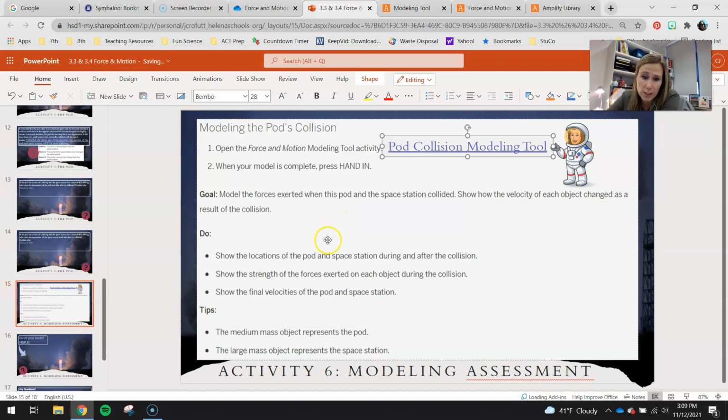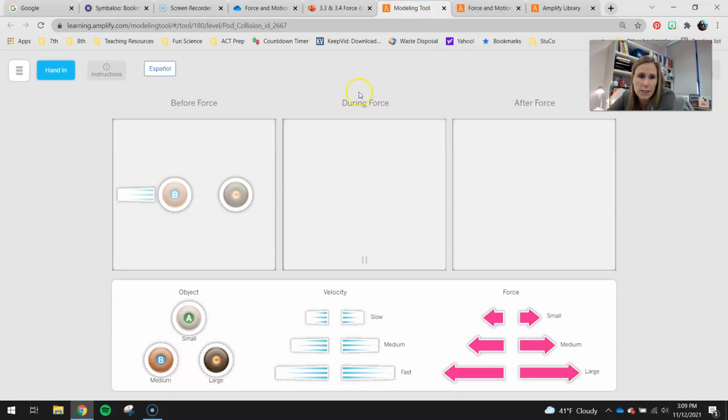Okay, show the strength of the forces exerted on each object during the collision. So you're going to use the little pink arrows to show how big the forces are and in which direction they are. And show the final velocities of the pod and the space station. Again, keep in mind which direction they're going to be moving and how fast. The medium object represents the pod, and the large massed object represents the space station, which you should have down by now. So let's take a look.